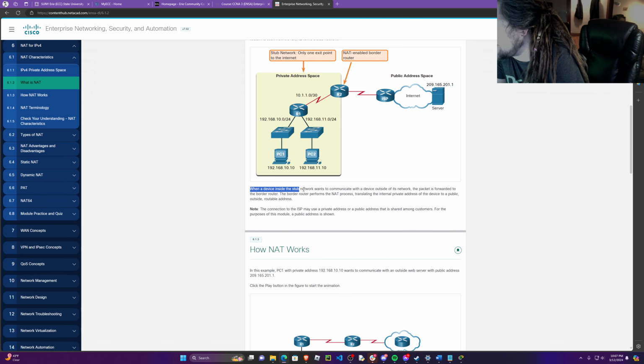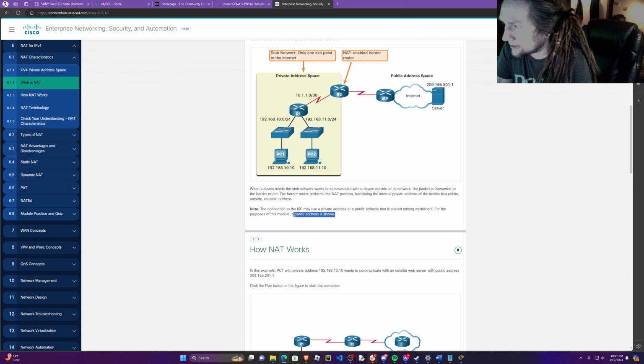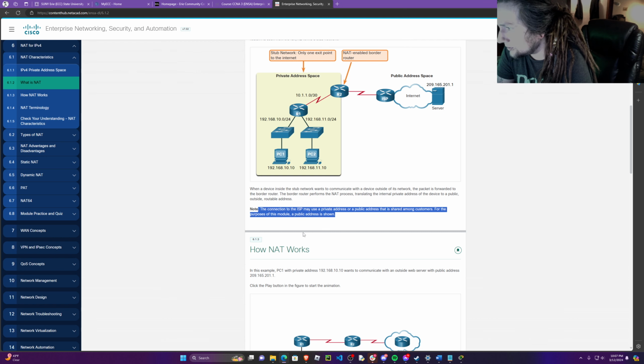When a device inside the stub network wants to communicate with a device outside of the network, the packet is forwarded to the border router. The border router performs the NAT process, translating the internal private address of the device to a public outside routable address. The connection to the ISP uses a private address or public address that is shared among customers. For the purpose of this module, a public address is shown. All right.